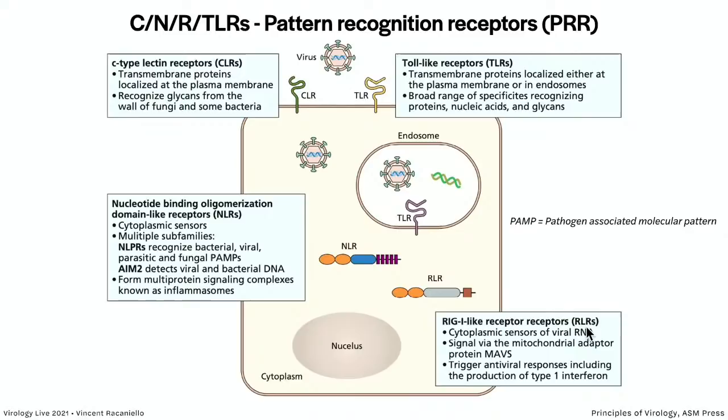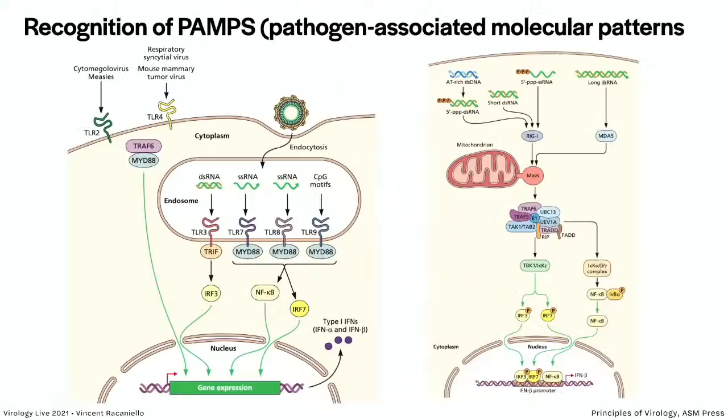RLR. So RIG-I receptors, the original protein that formed the basis of this family. RLR-like receptors are cytoplasmic receptors that can sense viral RNA and trigger the production of cytokines. So let's explore some of these in some detail.